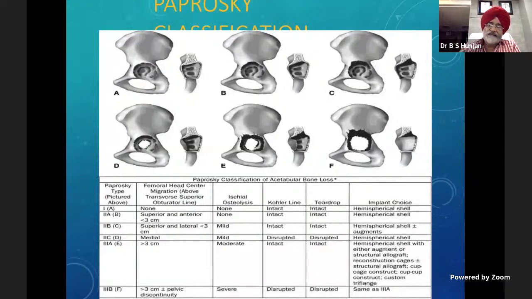Now, this is the picture which depicts the Paprosky classification, and Paprosky has divided the whole bone loss into 3 categories, 1, 2, and 3. Type 1 has only 1 grade, and the second type is divided into three, 2A, 2B, and 2C. And type 3 has got 2 grades, 3A and 3B.